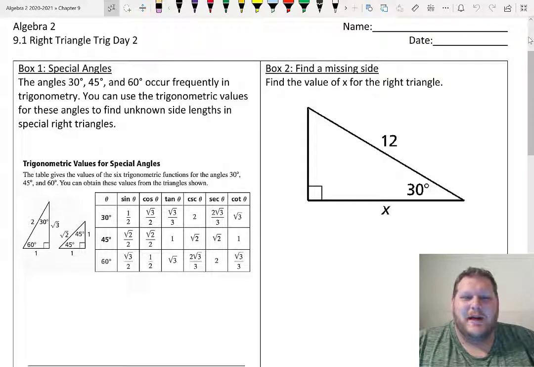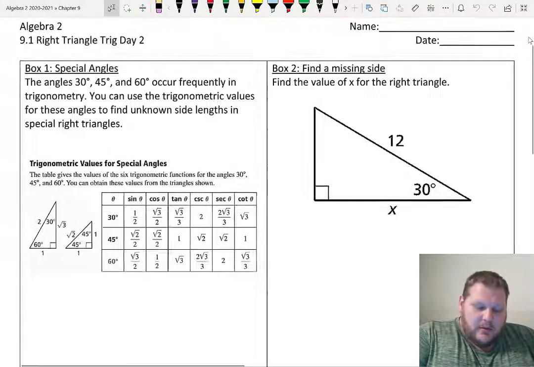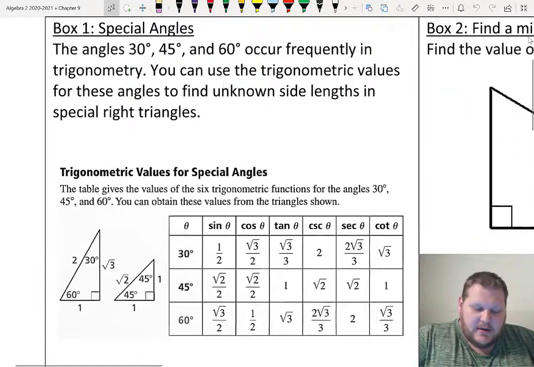Hey guys, today we're looking at 9.1 Day 2's notes, which is extending right triangle trig. Now that we've established what the 6 trig functions are and how we evaluate them using a right triangle that's given already to us, today we'll talk a little bit about special right triangles, special angles that we'll utilize more moving forward, but it is also useful for us today. And then focusing on finding missing sides and what we call solving a triangle, so finding all the missing sides and angles. So here in box 1, this is our special angles.